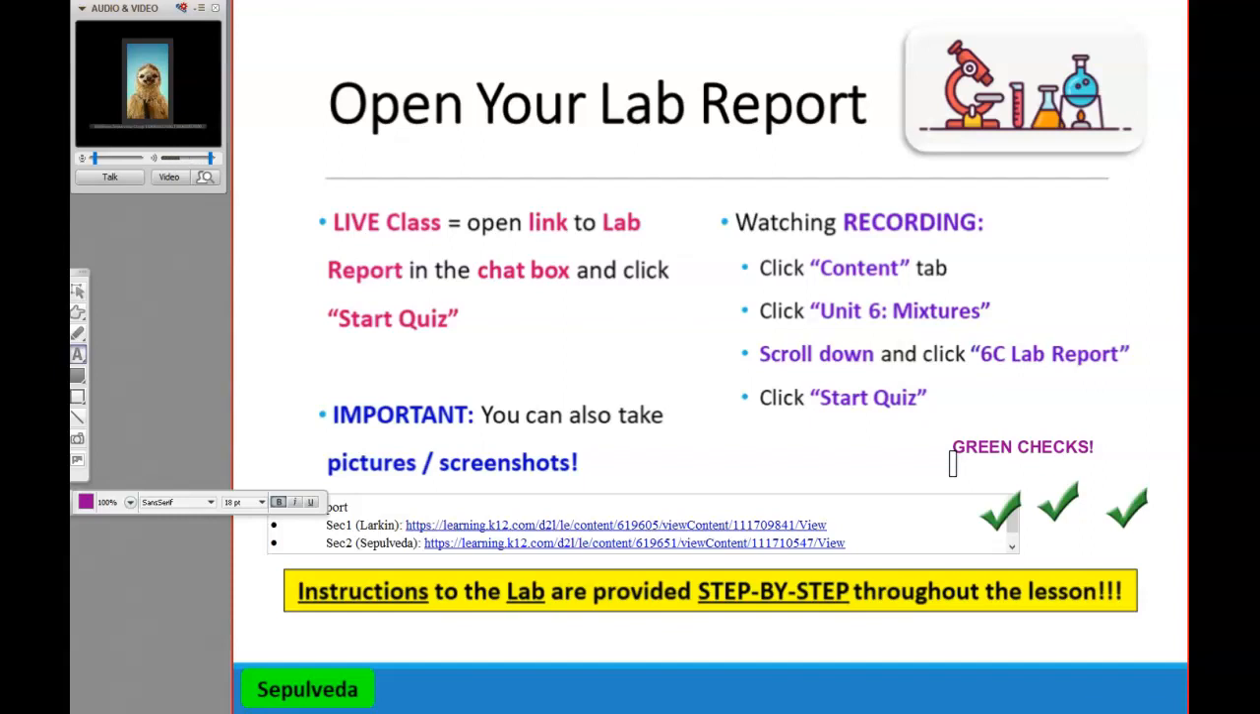Okay, this is very important, this lab, and you want to get all the information. Again, yeah, exactly. If you're taking pictures or if you're using paper and pen, awesome. If you're taking screenshots, if you're ready to go, give me those green checks. Okay. All righty.